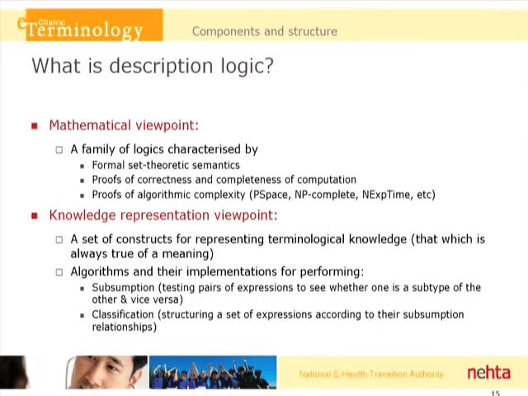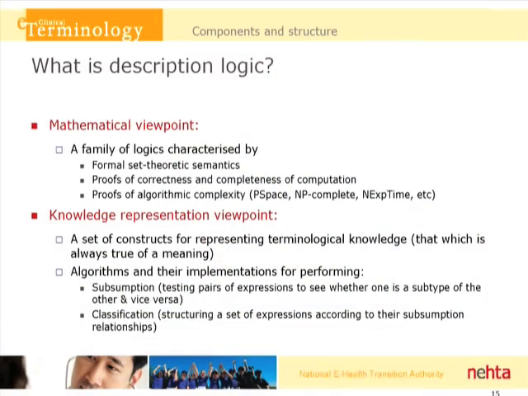From a mathematical standpoint, a description logic is a particular member of a family of logics. You might say, well, how can you have a family of logics? The point is that a logic is constructed by certain operators, and if you choose different operators, you get a different member of the family of logics. So this family of logics is characterized by a formal semantics, formal way of determining its meaning that's based on set theory. So we call that set theoretic semantics. It's also characterized by proofs of correctness and completeness of computation.